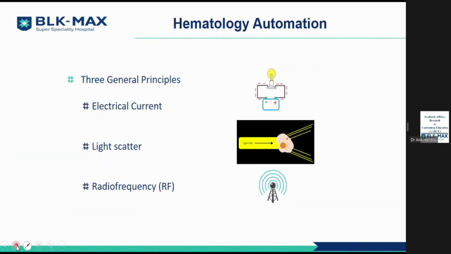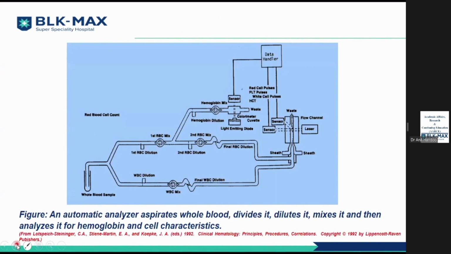Now, when we get a complete blood count request in any laboratory handling hematology today, we generally put the sample through automation on a hematology analyzer, wherein we generally have three characteristic principles. Either we employ electrical current to identify and count the particles or cells, or we use light scatter and radio frequency. These are the usual ones used by most people.